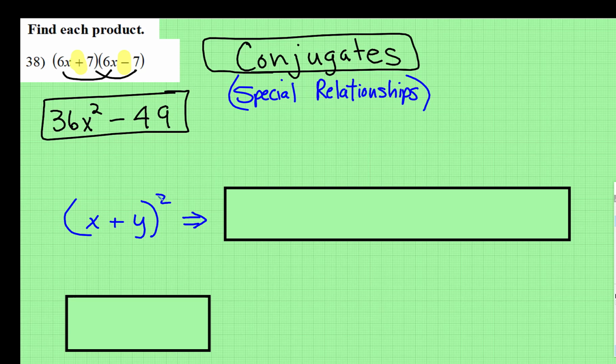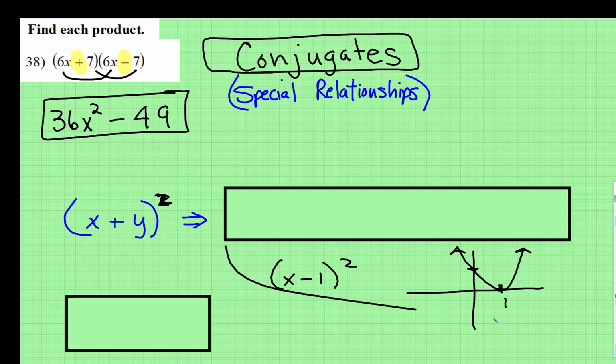Okay, the next special relationship is when there's a binomial squared. And that happens a lot, so it's very useful. First thing about binomial squared, let's say this was x minus 1 squared. Well, that's a quadratic. The opposite of negative 1 is positive 1, so right there at 1. What's special about these relationships is the graph of the quadratic only touches the x-axis in one location.